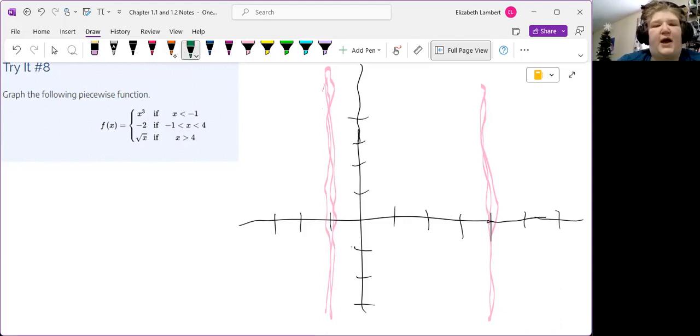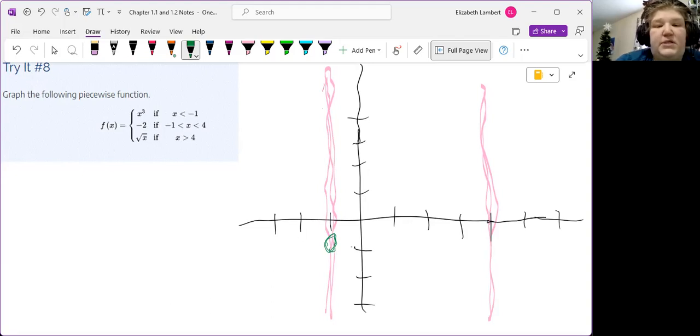So the first part of our graph, if x is less than -1, so to the left of our first region, we're going to have the graph of x cubed. Whenever you're graphing a piecewise function, one of the things you want to ask yourself is, what's the value on the boundary? Whether it's actually going to equal that or not, I need to know where that dot goes. So if x equaled -1, -1 cubed would be -1. So at -1, -1, I have an open circle.